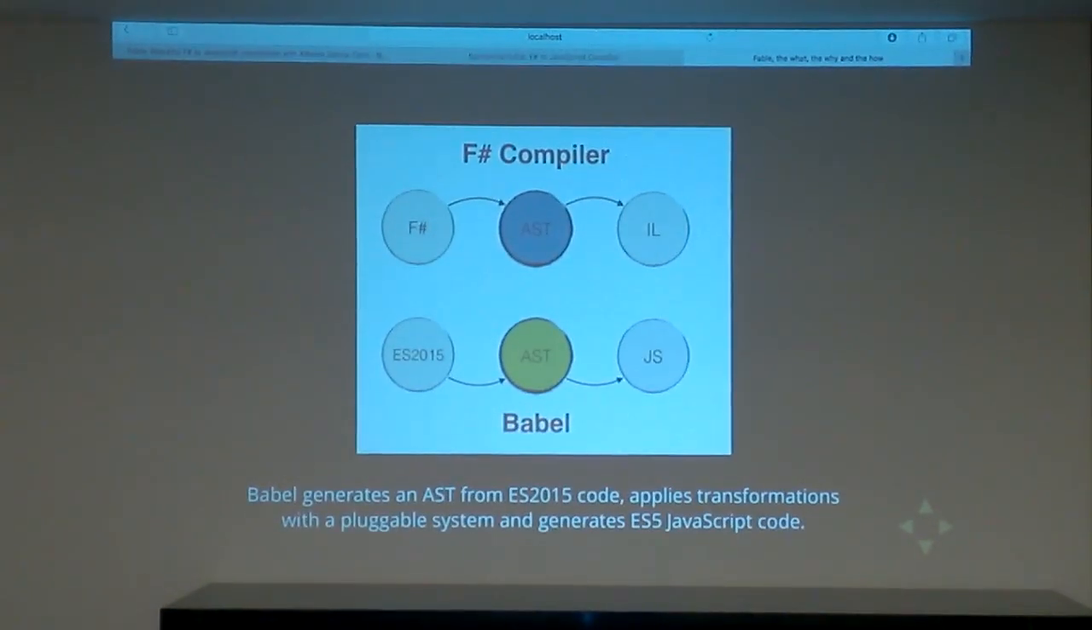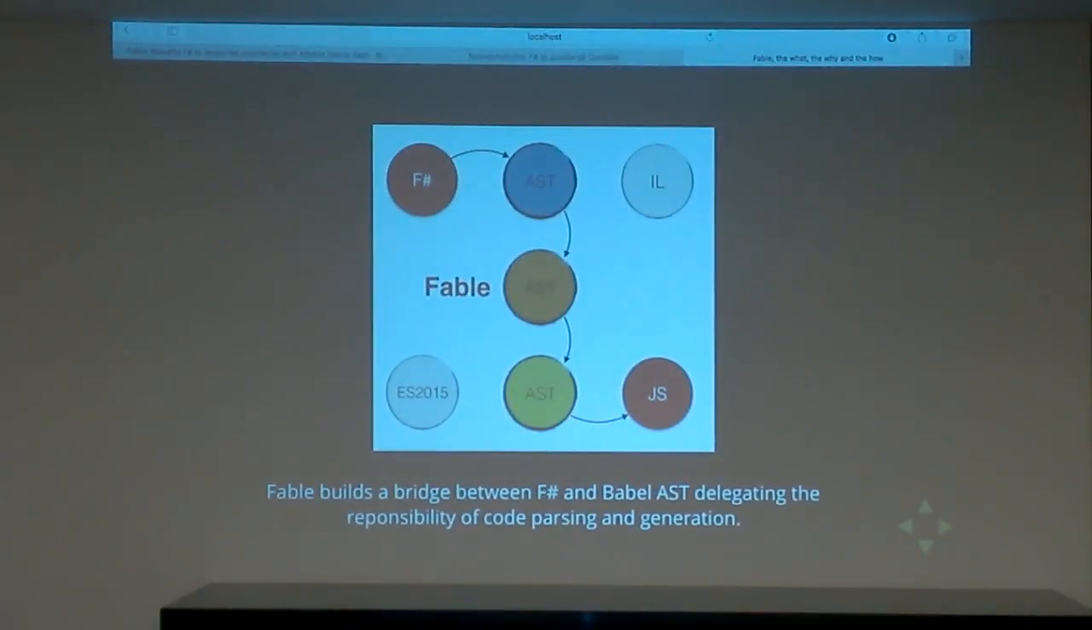So this means that we now have 2 pipelines. There is the F# compiler, which is generating the AST to generate IL, and Babel, which is taking modern JavaScript and making also an AST and generating JavaScript code. This means that Fable can step in and reuse this work, okay? So we can focus on this part. The parsing and validation is done for us, and also generating JavaScript code is done for us.